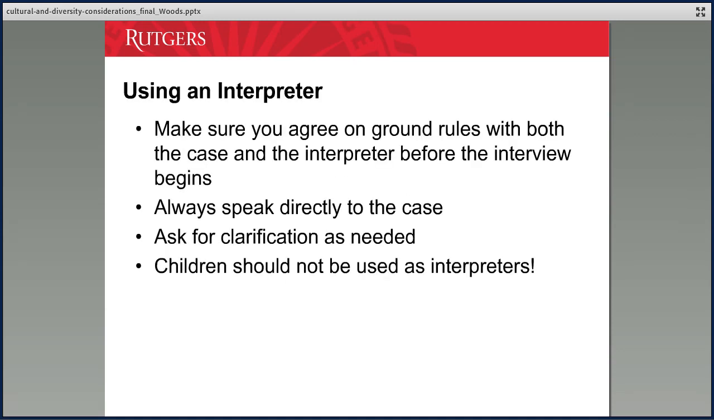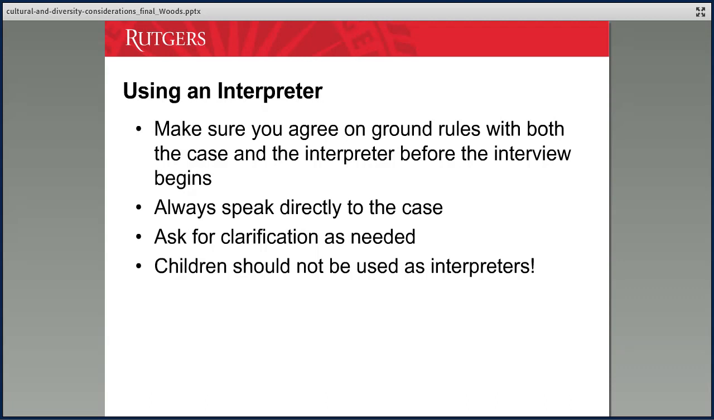Using the interpreter. Make sure you agree on ground rules with both the case and the interpreter before the interview begins. Always speak directly to the case. Ask for clarification as needed, and children should not be used as interpreters.